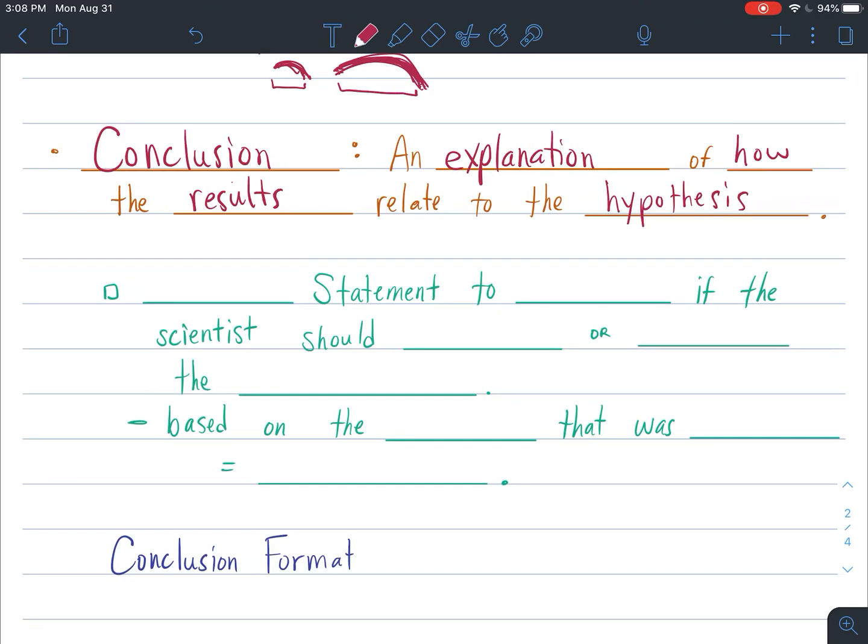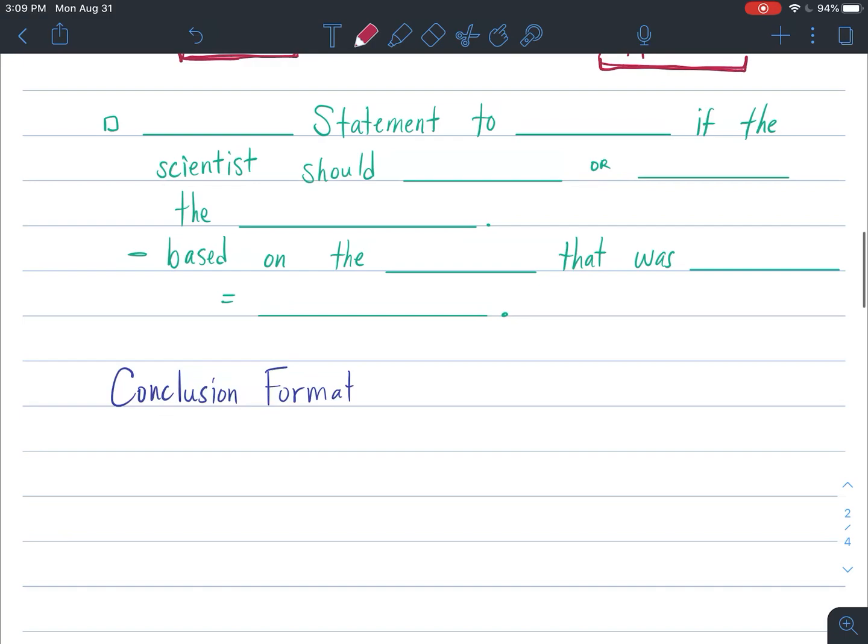An explanation of how the results relate to the hypothesis, because the hypothesis is what you guessed was going to happen. The results is what actually happened. And so in the conclusion, you say, well, guess what? This is what I was thinking, but then I collected all this information and all this data, and now this is what I know. So you go from what you think or what you expect to happen to what you know happens based on the results. So a conclusion is when you tell us about your hypothesis, whether it's incorrect or correct, based on the results that you accumulated over time.